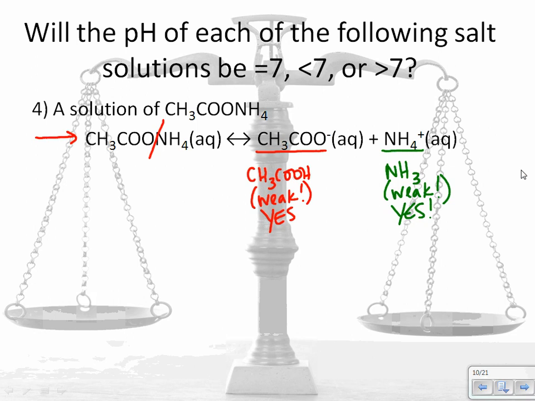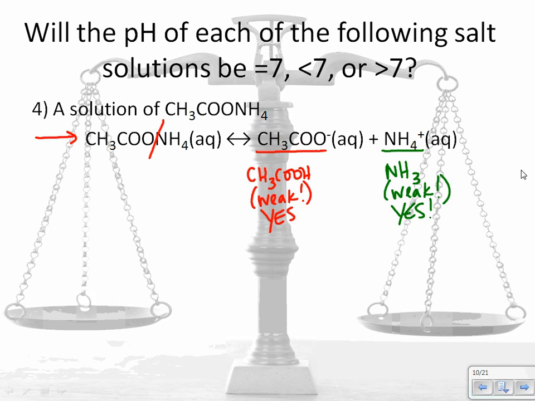So can you figure out if this solution will be greater than 7 or less than 7? Will it be acidic or will it be basic? Let's go through it and see. What do you have to do? Same thing you've done before, except now you've got two hydrolysis reactions to write out.